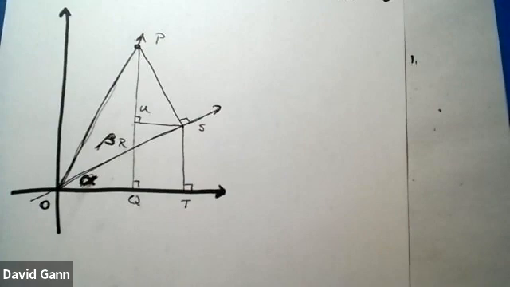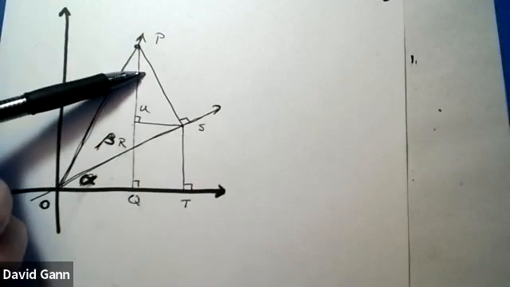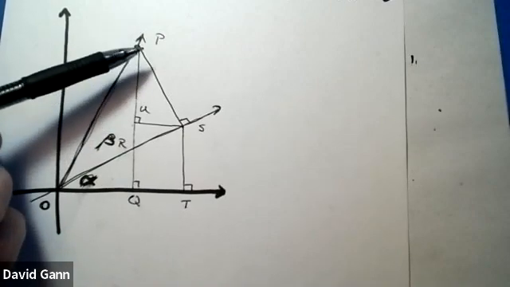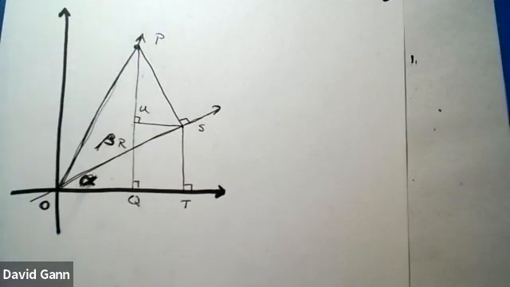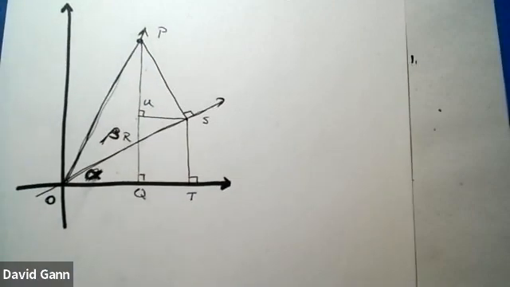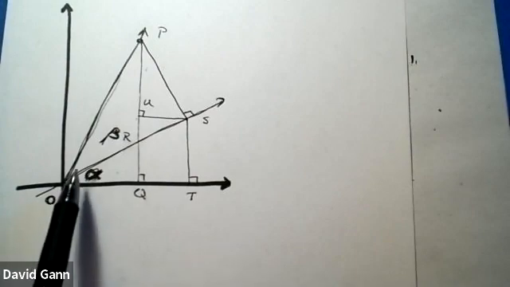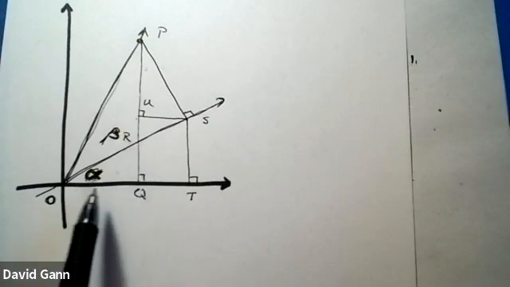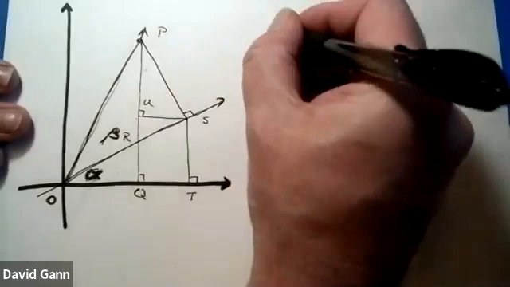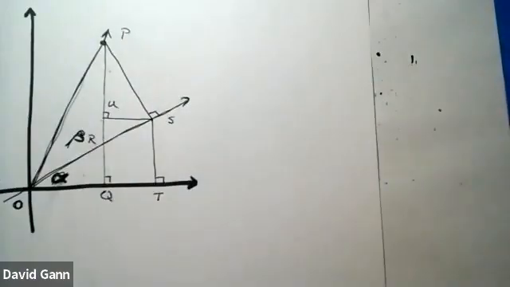Now, the first thing I'm going to do, and this may seem a little bit strange, is try to find that angle up there, angle UPS, right? Because it's going to allow me to make a couple of interesting arguments. So first, notice that angle alpha is part of this right triangle OQR. So I'll just put that over here to the side.